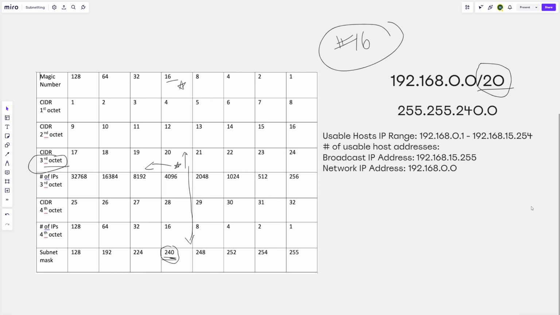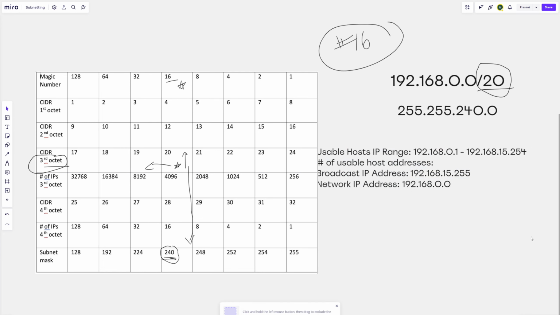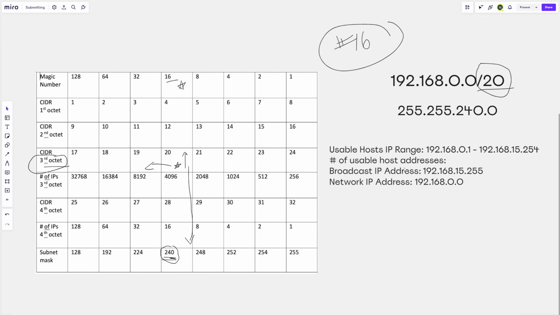And the number of usable host addresses, oh yeah, I skipped past that actually, is right here too. It's 4096. However, this isn't the number of usable host addresses. This is the number of addresses in the entire range of 192.168.0.0 to 192.168.15.255, including the broadcast and network IP address.